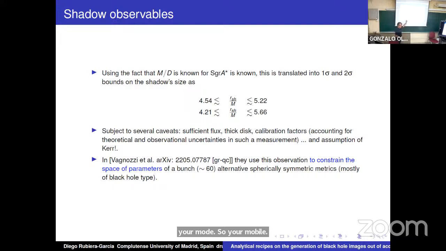But there are several assumptions there that have to be taken into account. In particular, they assume Kerr as a default. They are aware of that fact, but they dismiss it as not that important. I leave it to you to decide about that.